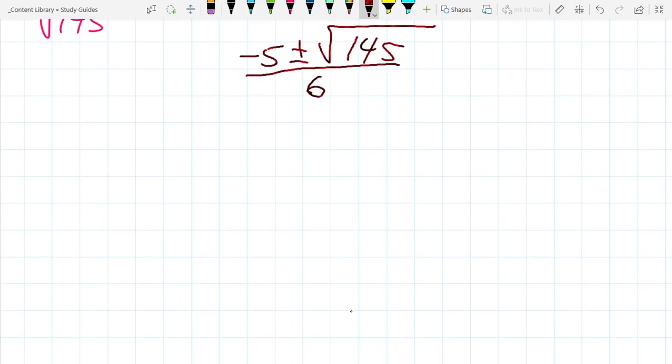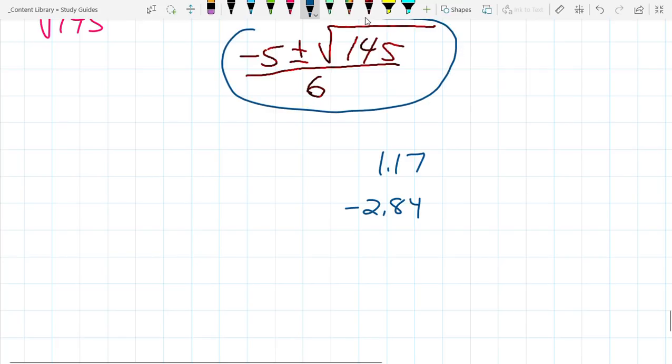Now, at this point in the directions, I didn't tell you to round your answers, so you could leave it just like this in root form. However, if you did it on a calculator, your two answers rounded would have been 1.17 and negative 2.84. And that's if you round it to the nearest hundredth. And on the test, if I don't tell you to round, then you can leave it just like this.